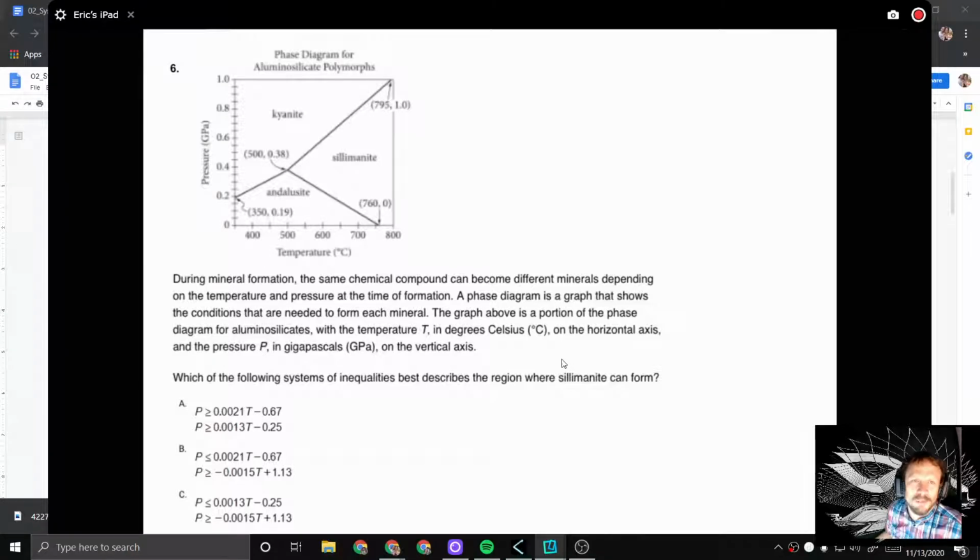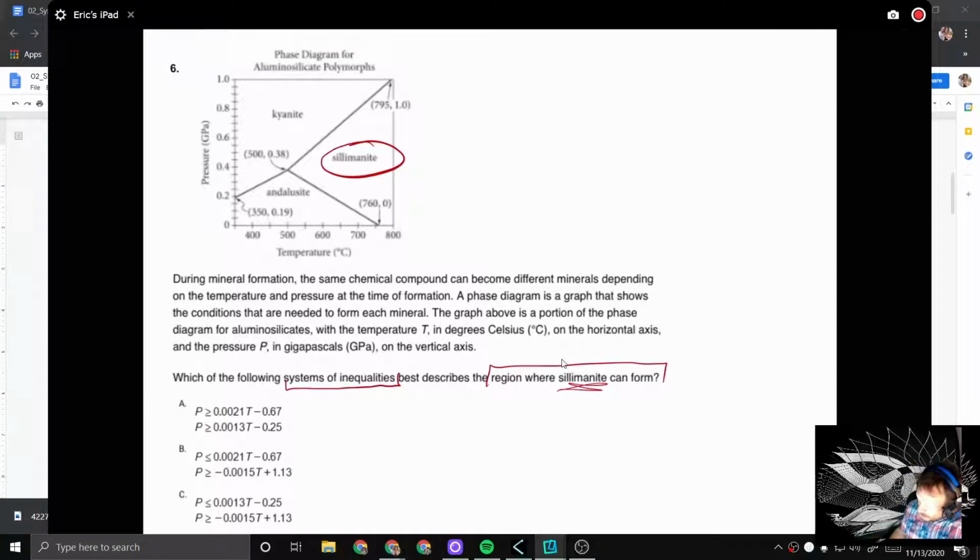can form. Well, this sillimanite thing here is a big hint. Right? They want something about sillimanite. So I'm picking up on that. But I'm going to read the question again and actually read it for understanding this time. The end of the question is telling me that I want to find the region where sillimanite can form, and then I want to know what system of inequalities corresponds to that region.